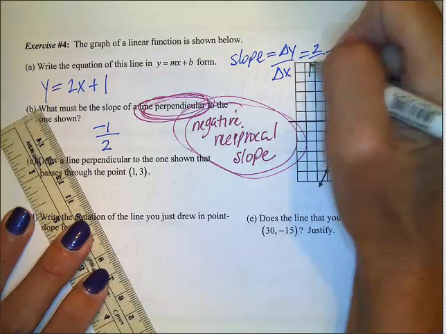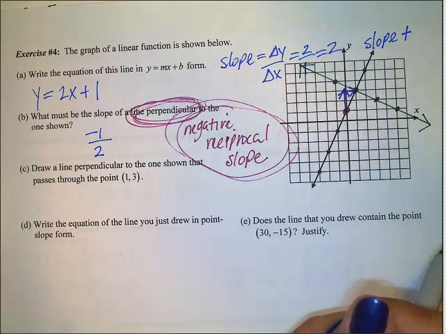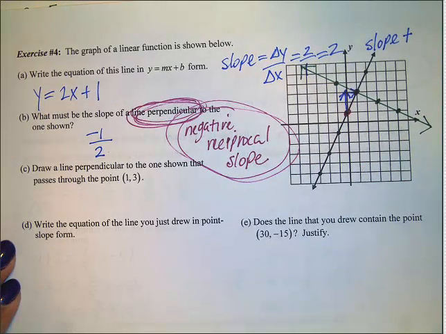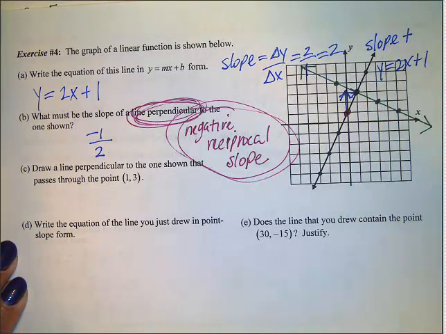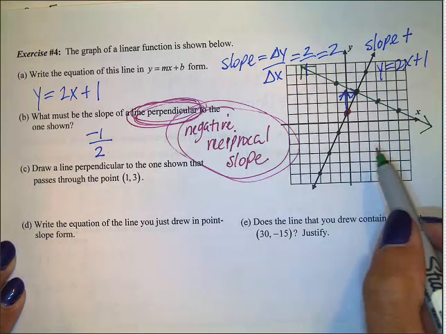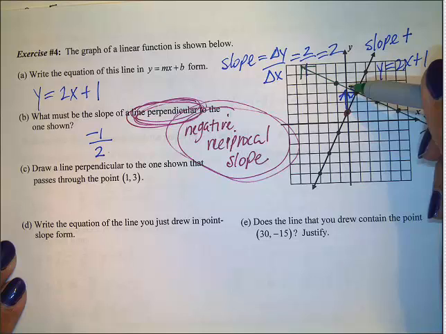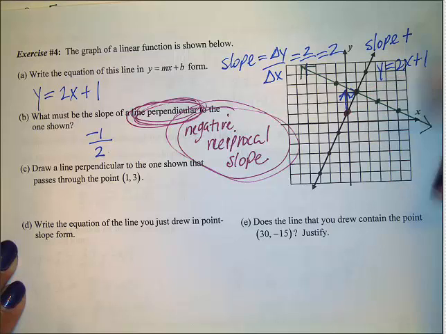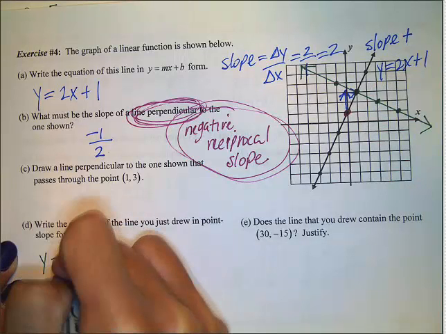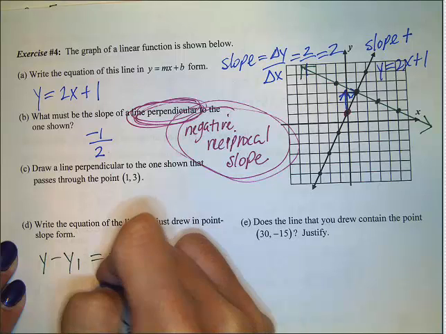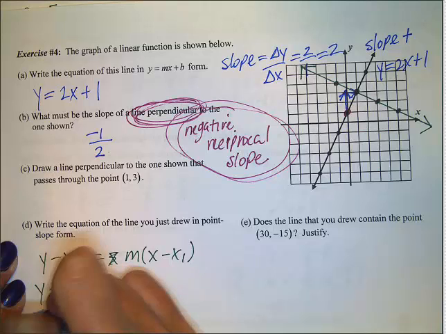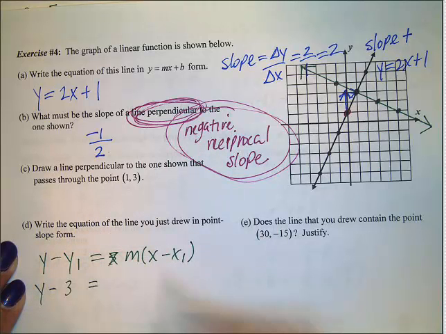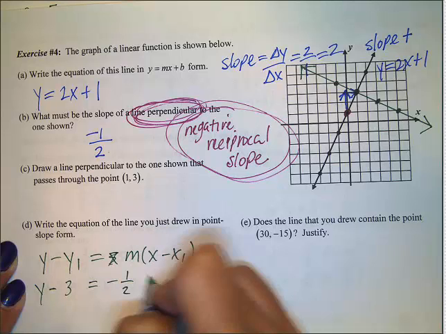And you know they're going to ask us to write the equation of that line. So the first line was y equals 2x plus 1. So now we have to find this line. So we don't know where it hits the y axis. So we have to find that. So y minus y1 equals m times x minus x1. So y minus the y value, 3, equals, we know our slope is negative 1/2, x minus 1.